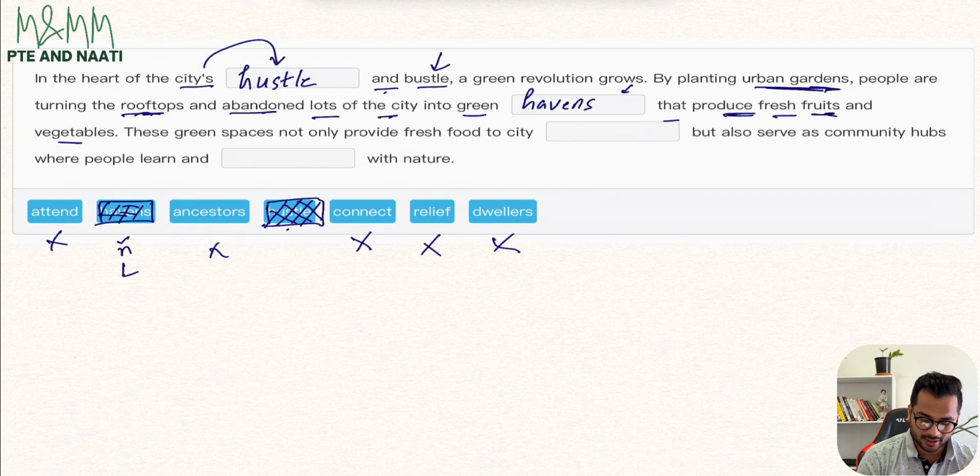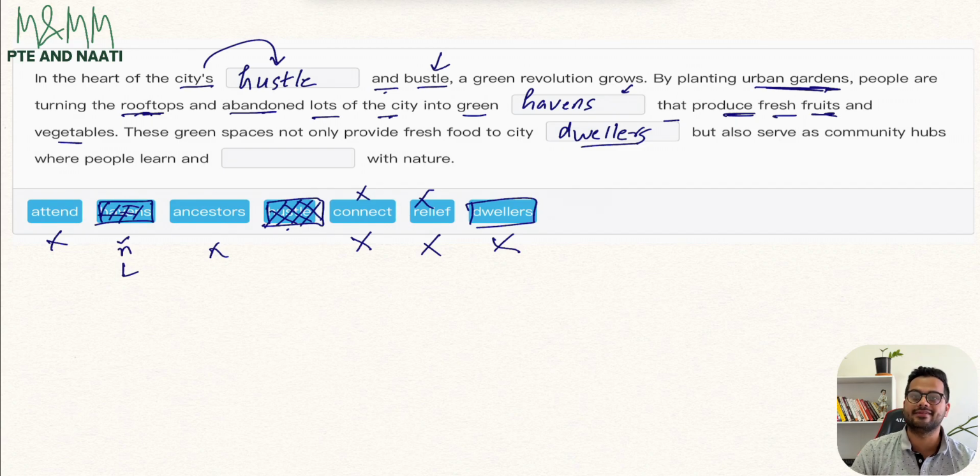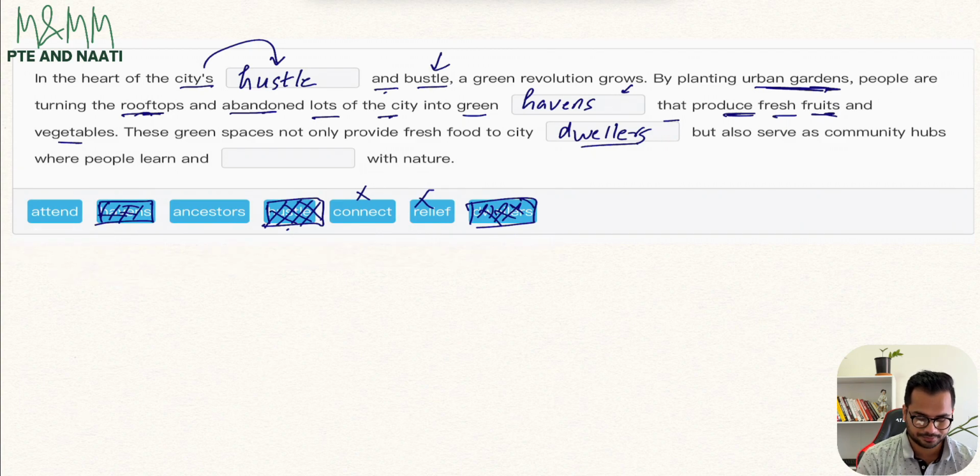City connect doesn't make any sense. City relief, again, city relief doesn't sound logical. City dwellers. Dwellers means people living at a specific place. So if I say city dwellers, does it make sense? Absolutely. City people, city life basically. So dwellers would be my correct answer. So that one is also used now.